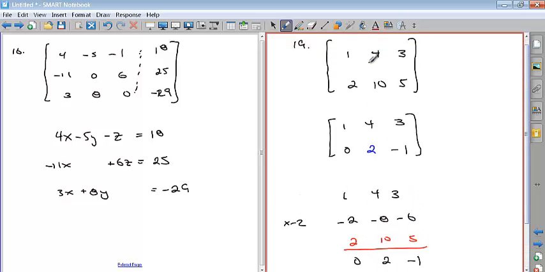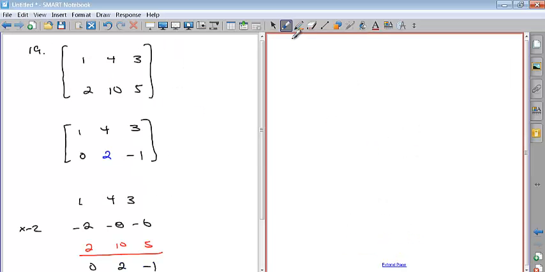So again, what I've done is I've got to do something to row 1 so that I get 0 here. The only thing I can do is multiply it by negative 2 and then add it to that row. So I took the first row, 1, 4, 3, multiplied it by negative 2, got this, and then added this to my second row. I ended up with that, and that's how I got the one they're looking for.